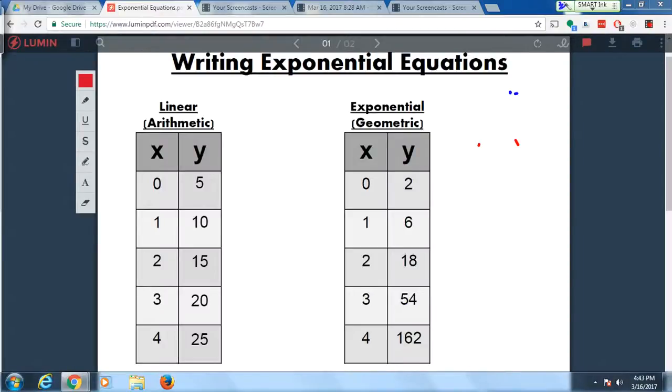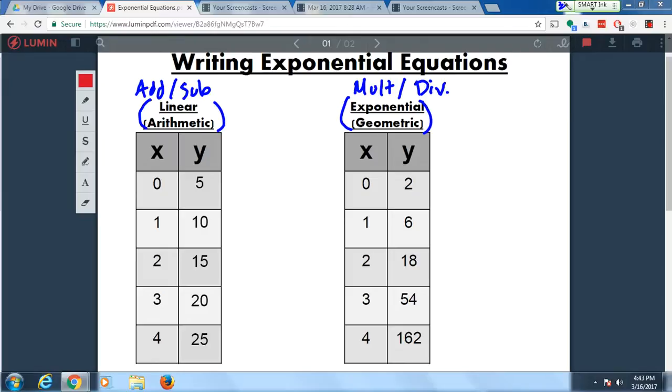So let's talk about writing equations. A while ago, we learned the difference between linear and arithmetic and the exponential geometric situation. And what we did learn is that linear and arithmetic are adding or subtracting, and that exponential are multiplying or sometimes dividing, where you would use a fraction. We'll talk about that in a bit.